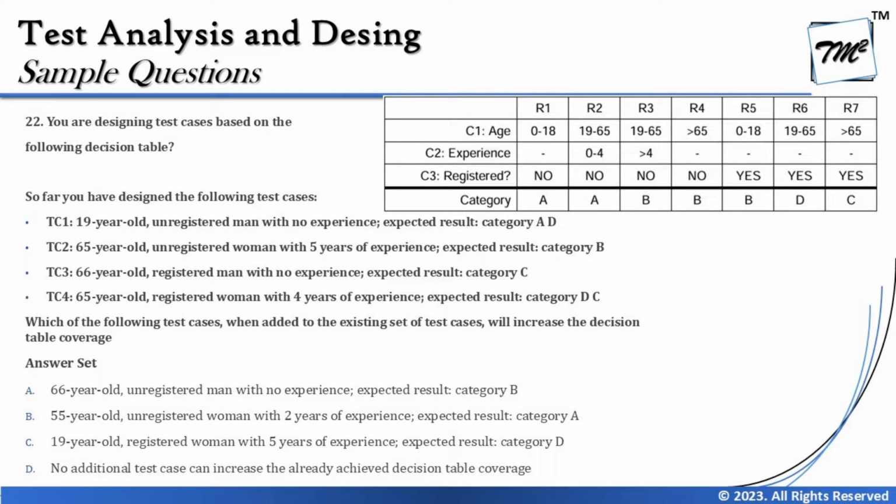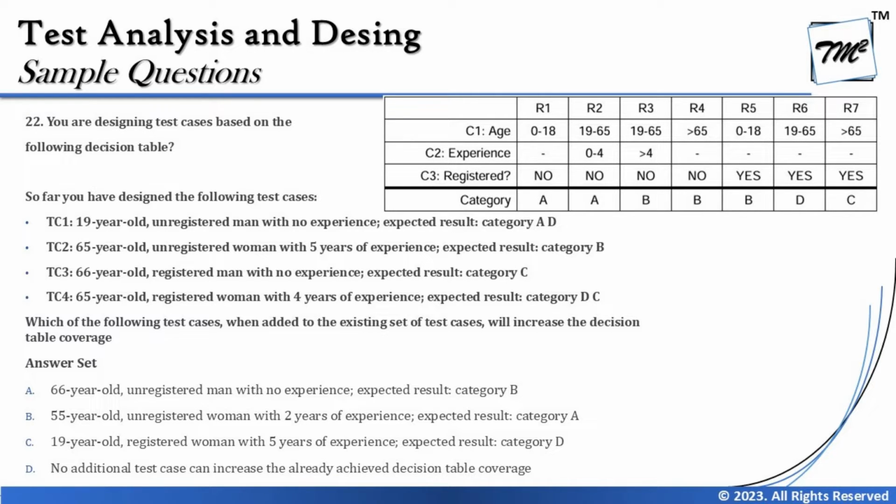So it looks like a very good option and should be the right one, because there are no conflicts, but let's cross-check. Option B says a 55-year-old unregistered woman with 2 years of experience, and the expected result is category A. If I consider this in the table, it is very much a copy of TC1, which is again repeating rule number 2.